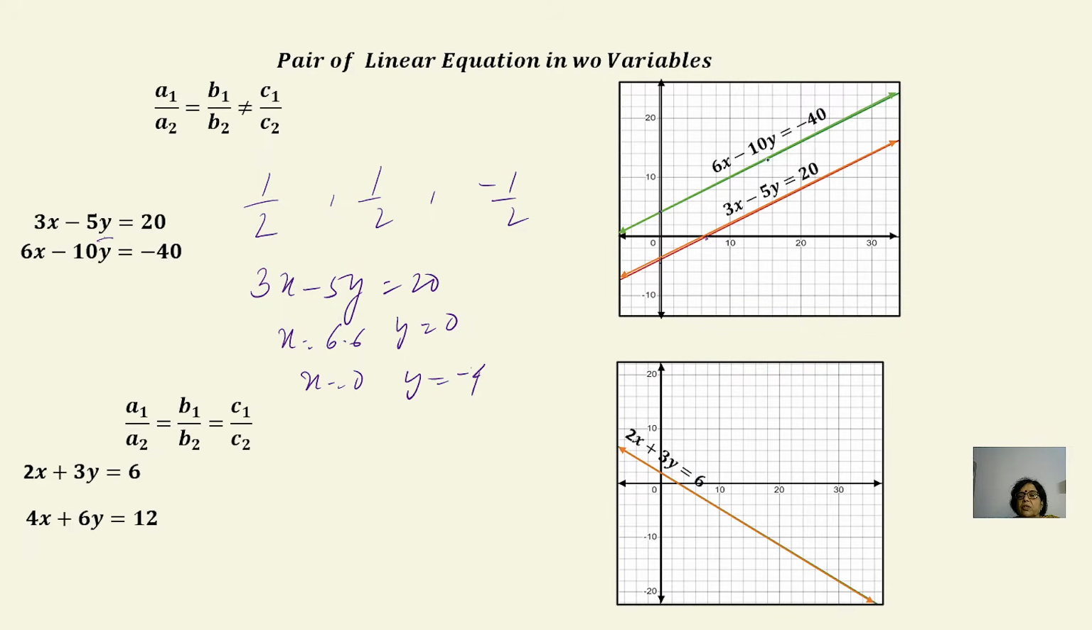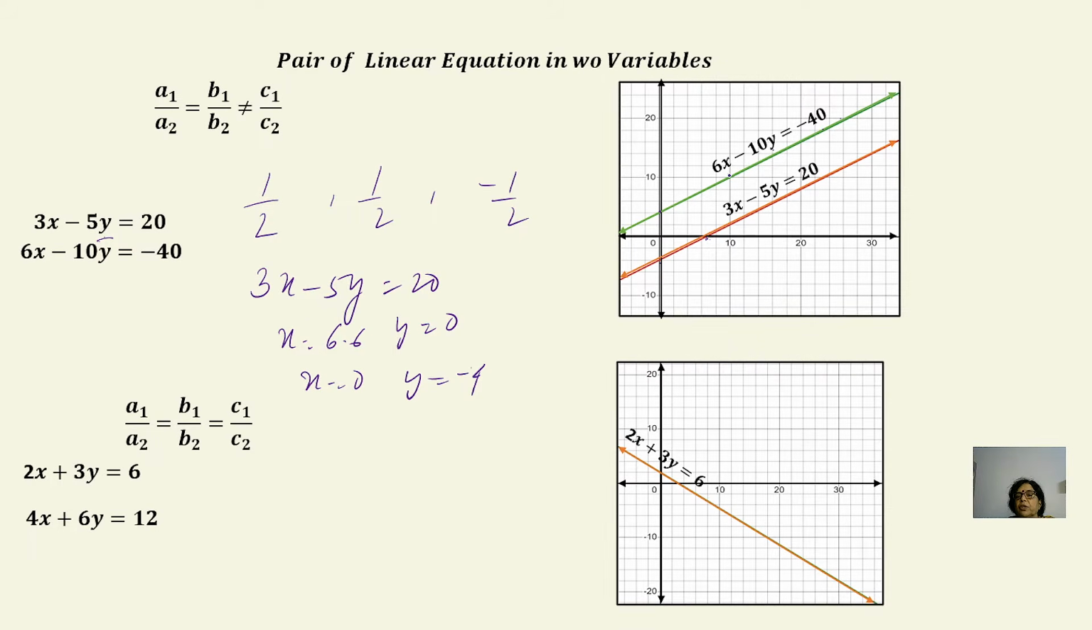Similarly, this one, 6x minus 10y is equal to minus 40. So here if I put y as 0, x is equal to minus 40 by 6, that is minus 20 by 3. That is minus 6.6. So it will go on this side at the same distance. This is 6.6 on the right side, 6.6 on the left side.